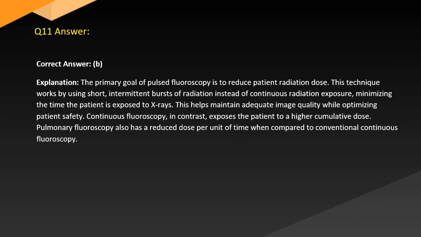Answer. Correct answer B. Explanation. The primary goal of pulsed fluoroscopy is to reduce patient radiation dose. This technique works by using short, intermittent bursts of radiation instead of continuous radiation exposure, minimizing the time the patient is exposed to X-rays. This helps maintain adequate image quality while optimizing patient safety. Continuous fluoroscopy, in contrast, exposes the patient to a higher cumulative dose. Pulsed fluoroscopy also has a reduced dose per unit of time when compared to conventional continuous fluoroscopy.